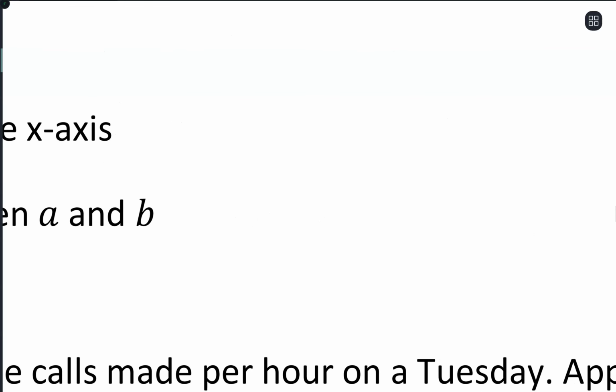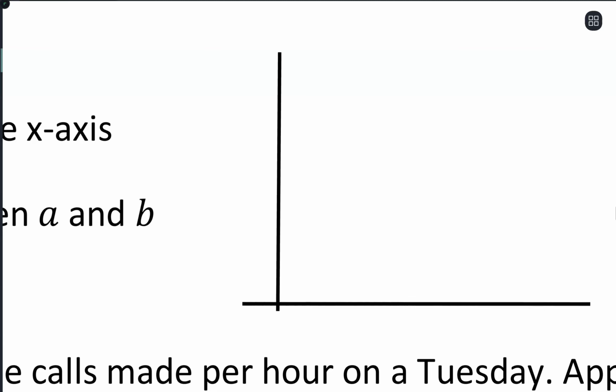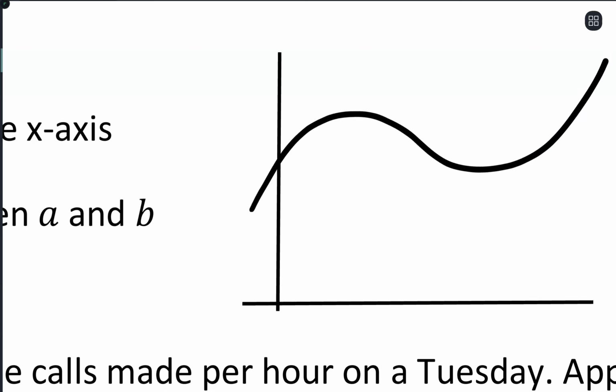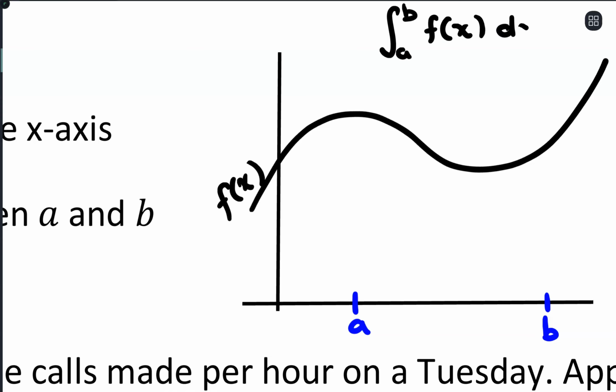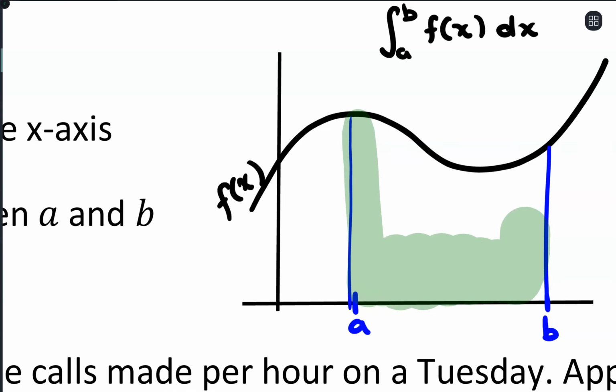What a picture could look like is, if I draw my x and y axis, and then draw some abstract f of x, and we have some interval a to b, if I'm taking the definite integral from a to b of f of x dx, then we're starting our interval at a, ending the interval at b, and this definite integral is going to calculate the area under the curve and above the x-axis.